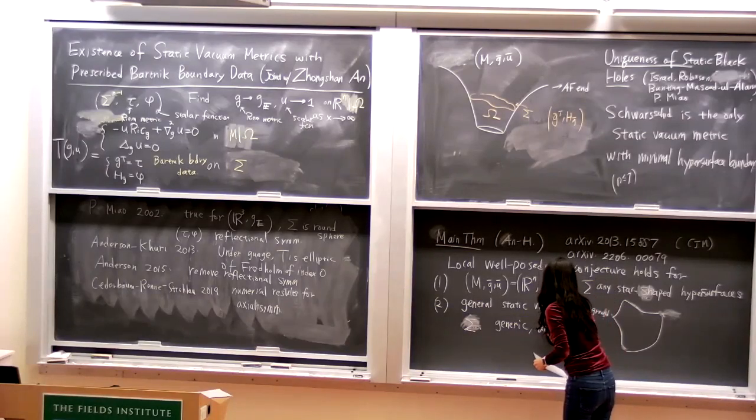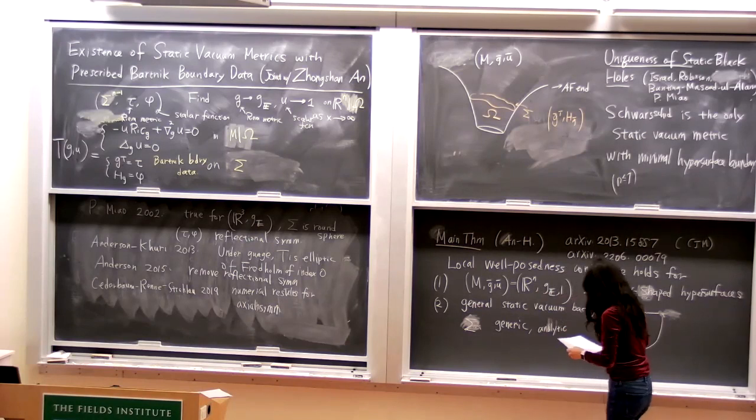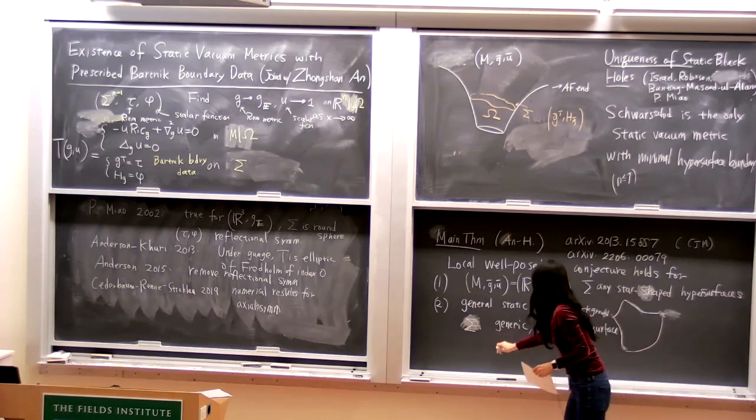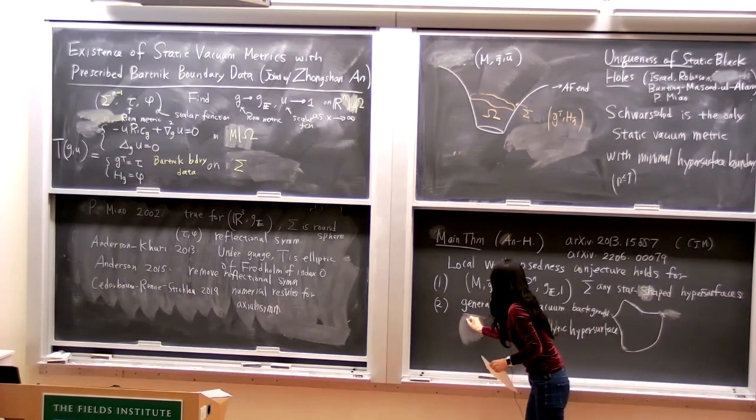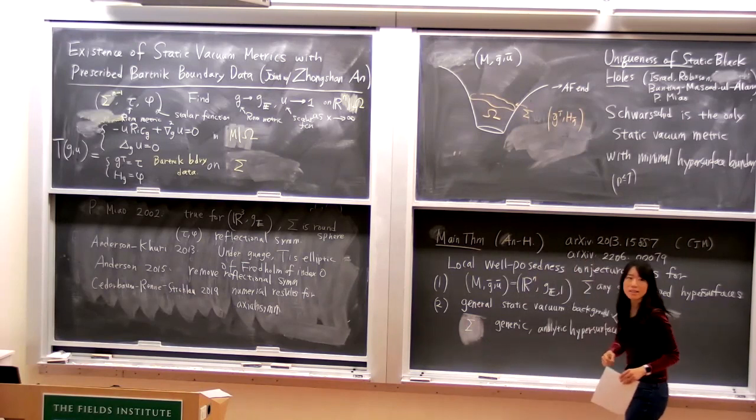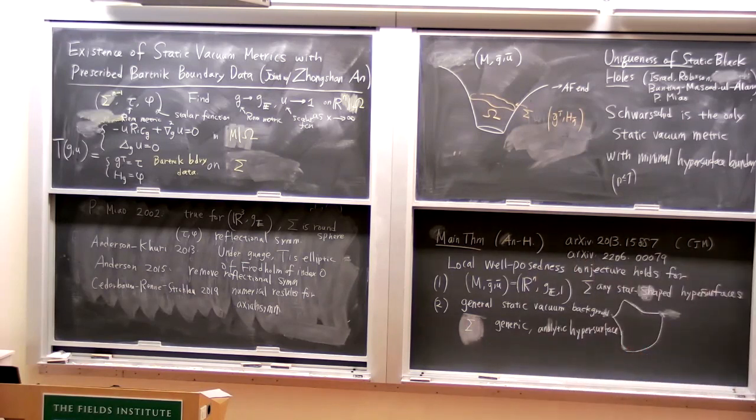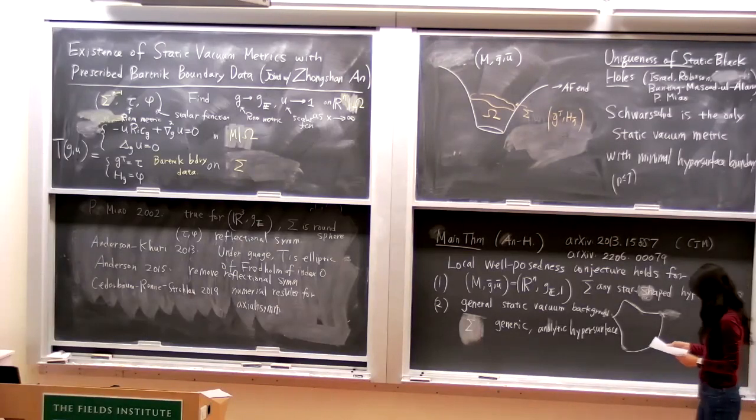And there's a condition we really don't like, but so far we need to put this assumption: the hypersurface has to be analytic. In fact, we show there's an open dense set of hypersurfaces, and you can pick it, then look at the induced data on that hypersurface, and the local well-posedness conjecture is true for that induced boundary data.